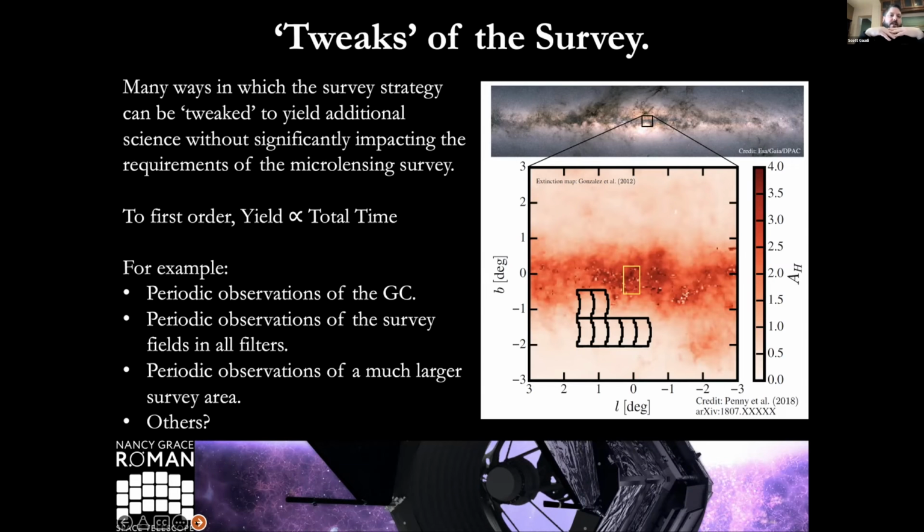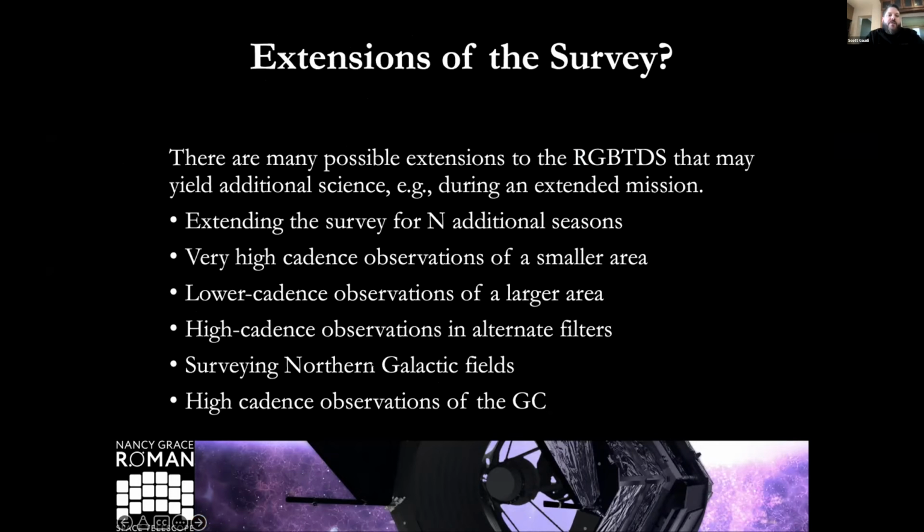And some of these things include, for example, every once in a while, just going to the very galactic center and monitoring that at lower cadence, because we're very close to that anyway. You could imagine periodic observations in all the filters, et cetera. And then you could also imagine extensions to the survey. And I won't go through these, but after the main survey is done, we may want to look for extensions to the survey, for example, doing very high cadence observations of a smaller area, which would enable you to be sensitive to much lower mass planets.